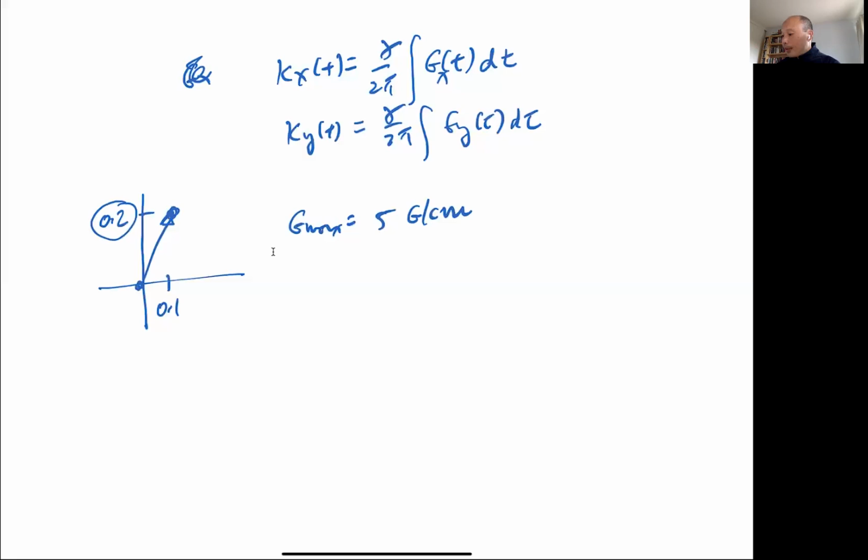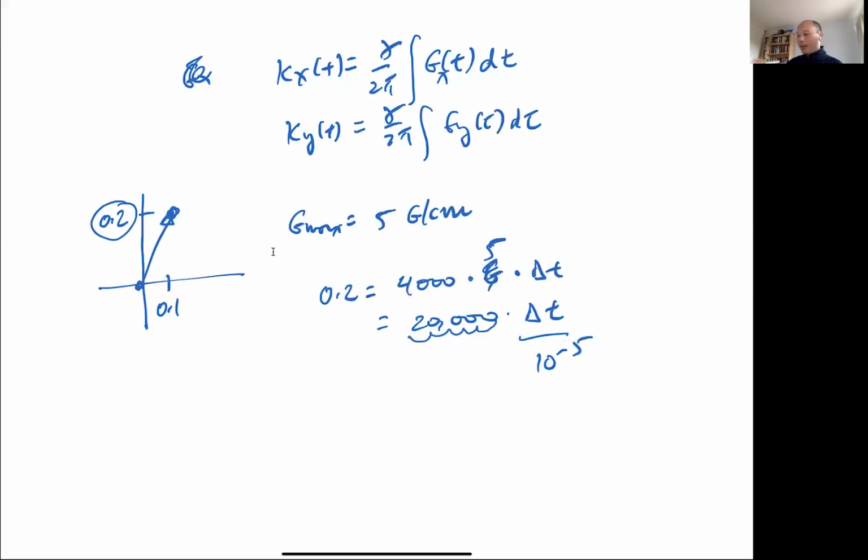So we say we want to get out to 0.2, and to do that, we have the 4,000 hertz per Gauss times some gradient times dt, and this is 5, right? So it's 20,000 times some delta t that we want. And so to go from 0.2 to 10,000, you just have to multiply by 1, 2, 3, 4, 5, 10 to the minus 5. Okay, and that will get you what you need. And so in that case, 10 microseconds was the correct answer, and so most people, I think, got that.